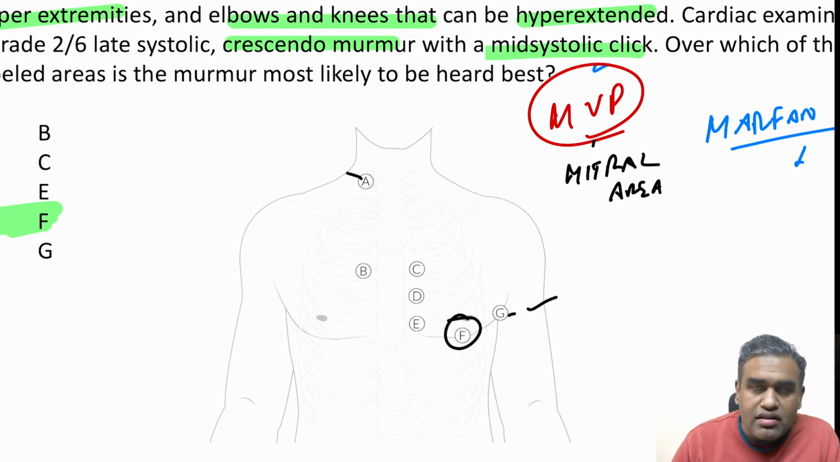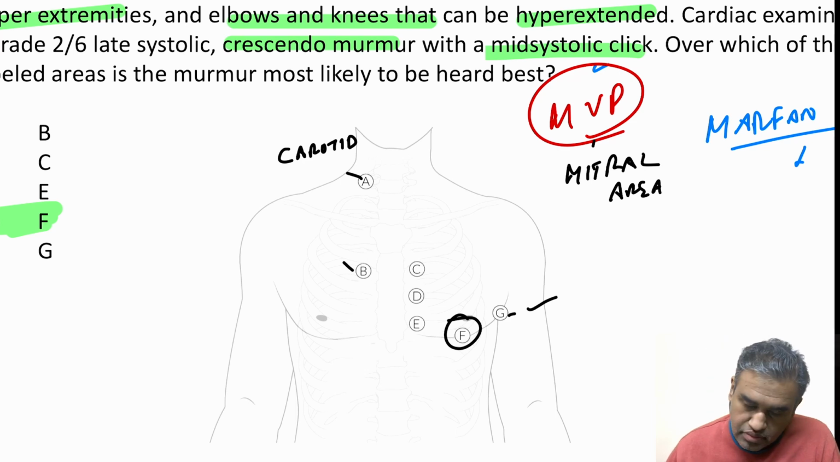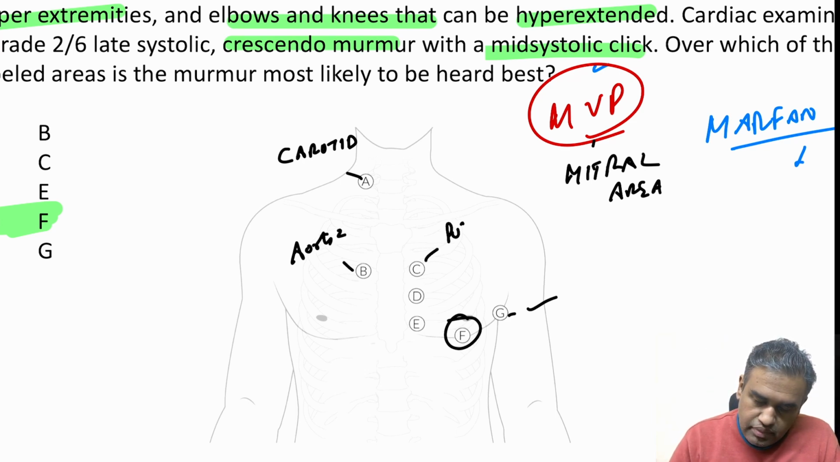This G is going to the axilla, right? This A is around the region of the carotid. Okay, we hear the carotid routes whenever you have a new case of hypertension. Try to hear, you take the stethoscope, try to hear the carotid routes as well. The B area over here is the aortic area, right? The C is the pulmonary area. The E is the tricuspid area.